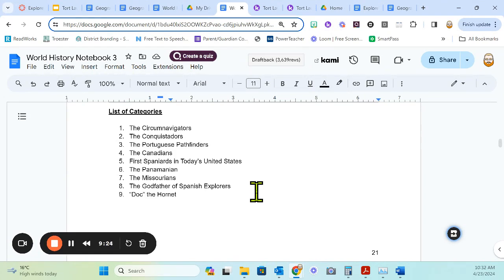Xavier? The godfather of Spanish explorers. That is correct. I use the godfather because of the Italian connection. It's an important thing to remember. It makes a whole lot of things about Columbus make sense.